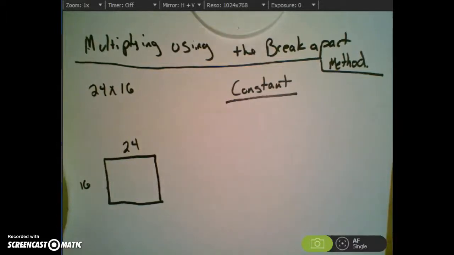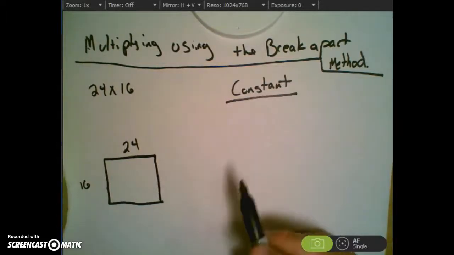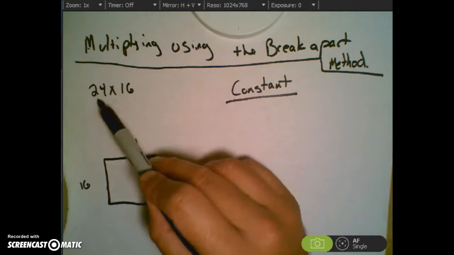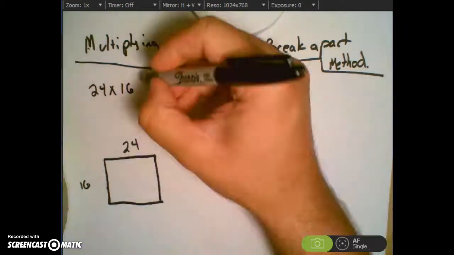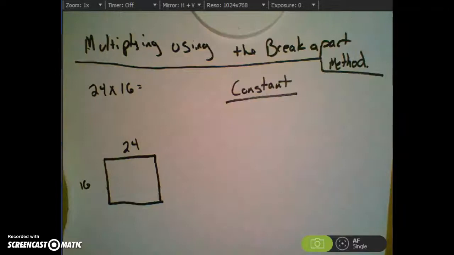Okay, we're going to multiply using the break apart method. This is our equation up here: 24 times 16. This is the equation we're going to use to demonstrate. The important thing to remember when using the break apart method is that you have to keep one factor constant while you break the other factor apart.